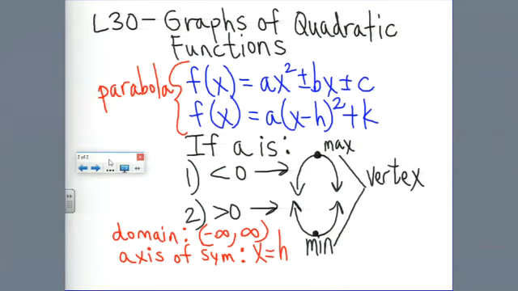Now, both points, regardless of whether the point is at the top of the curve or at the bottom of the parabola, are known as a vertex. And the vertex is normally the ordered pair, whatever h is and whatever k is. And we'll see how to identify the vertex, again, regardless of the form of our quadratic function.